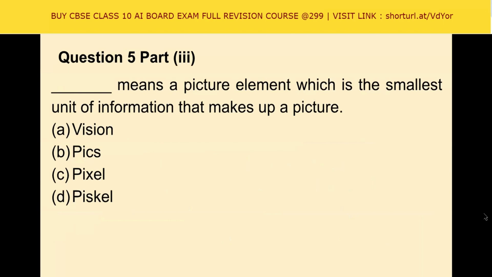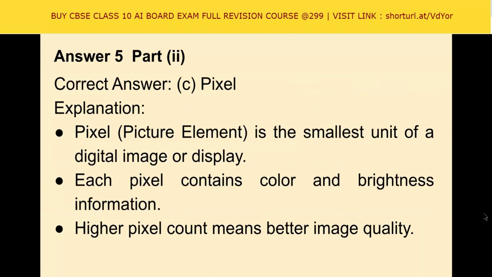Now, pix means picture element, which is the smallest unit of information that makes up a picture. So the word for the picture element is pixel. Pixel is the word used for each picture element. It is the smallest unit, and this pixel contains the color and brightness information, right?